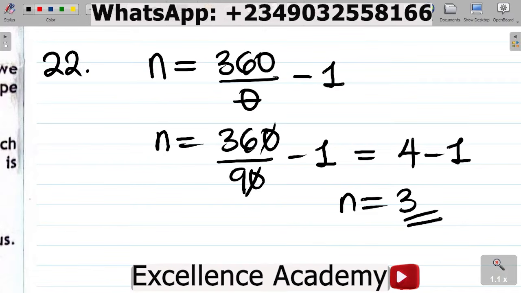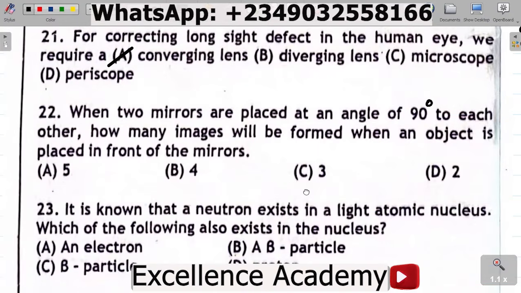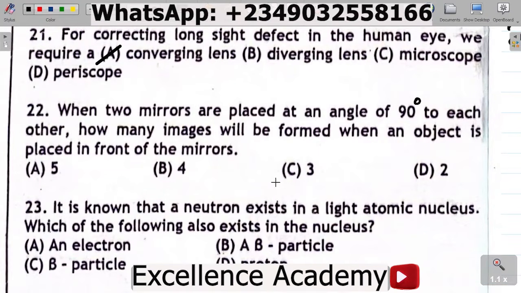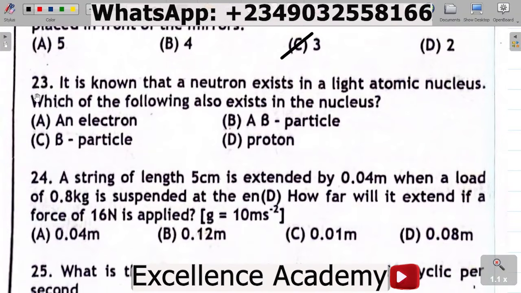And from here, n is equal to 3. So basically, remember this formula: the number of images formed is equal to 360 over the angle, minus 1. With this formula, our answer is n equals 3. So for this question, the answer is 3. Next up, question 23.